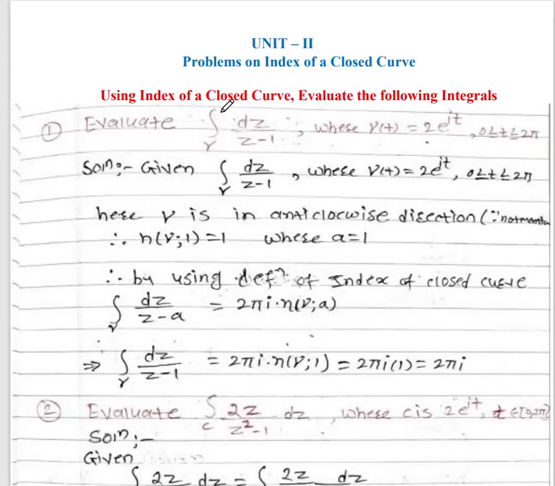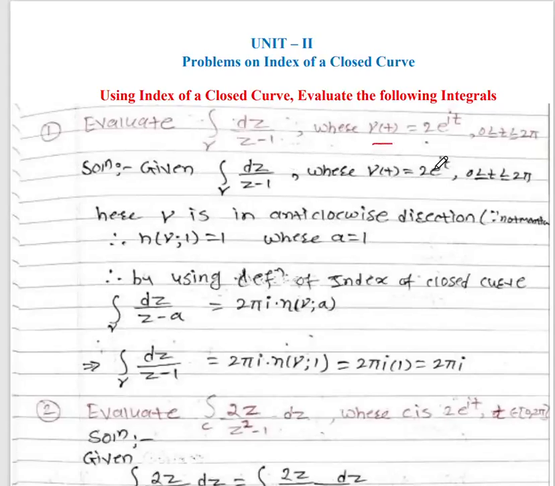First, evaluate the integral over gamma dz upon z minus a, where gamma of t equals 2 e raised to the power it, t lies between 0 to 2 pi. This gamma of t represents a circle whose center is 0 and radius is 2. Okay, now we will see the solution.